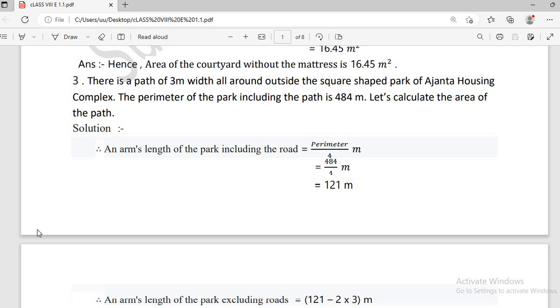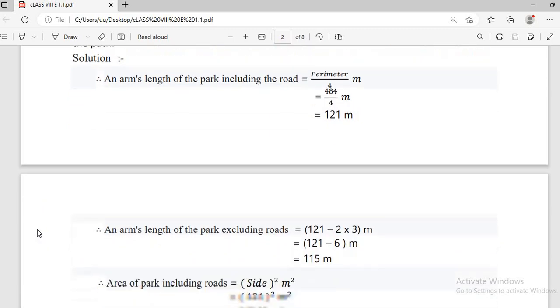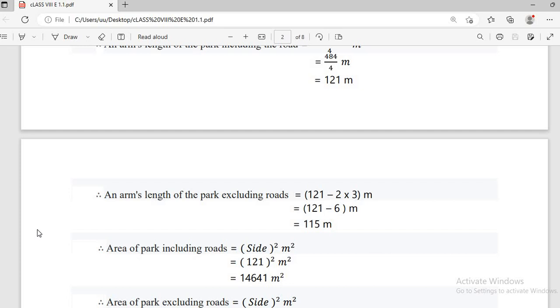Solution: the arm's length, that is the side of the park including road, is equal to perimeter by 4 meter. The perimeter is given as 484, so 484 by 4 is equal to 121 meter, the side length of the park including road. Then the side length of the park excluding road is equal to 121 minus 2 into 3.